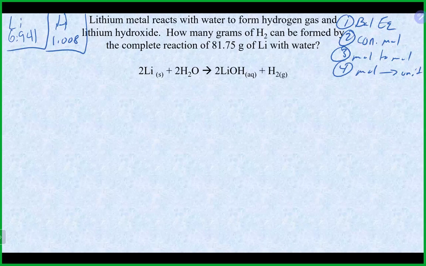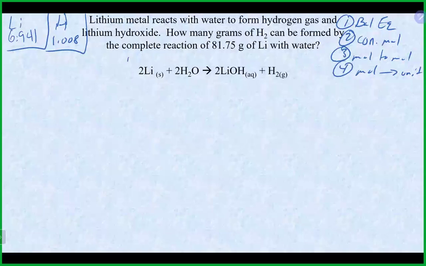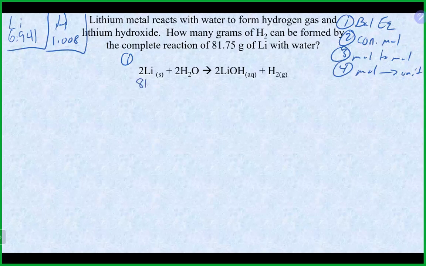Okay, so let's take a look at this. So again, we want to follow the same 4 steps. This is a basic stoichiometry problem. We need to balance the equation, so that's already done for us as we did last time. Step number 2, we want to take whatever they gave us, which in this case was 81.75 grams of lithium, and we're looking for how many grams of hydrogen. We want to take whatever they gave us and convert it to moles, which we do need to do in this case since it's in grams. So we'll go with step number 2, which is we're going to convert to moles.